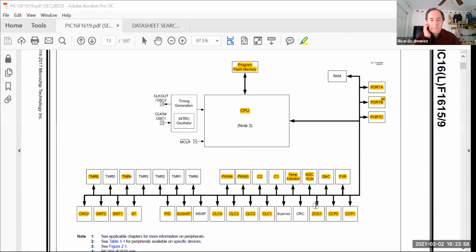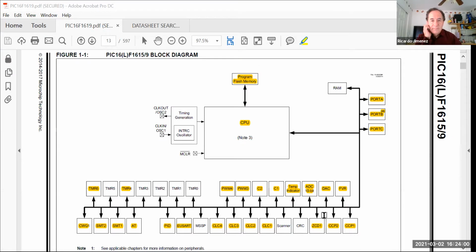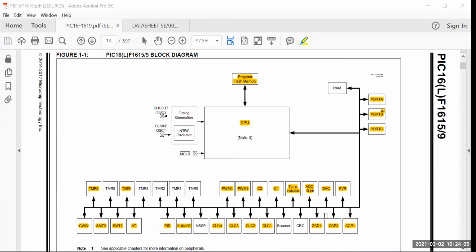Now, can you see that? Yep. A new block diagram? Yeah. Okay.